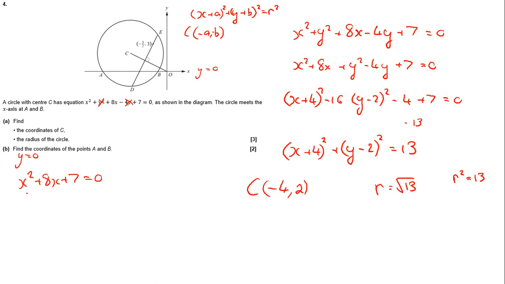Therefore, you can factorize this. That means (x plus 1)(x plus 7) equals 0. So you have 2 points here. Use your understanding of where they're located. That means A is going to be located at (-7, 0), and B is going to be located at (-1, 0). That needs to be written because you need to use your knowledge of this diagram and the coordinates from the mathematics to be able to find the coordinates. So that's it, 5 marks, in less than 4 minutes. You should be able to do that.